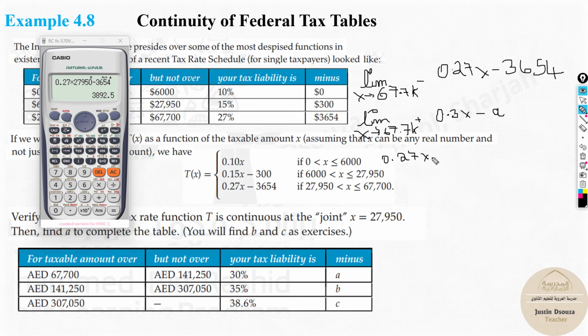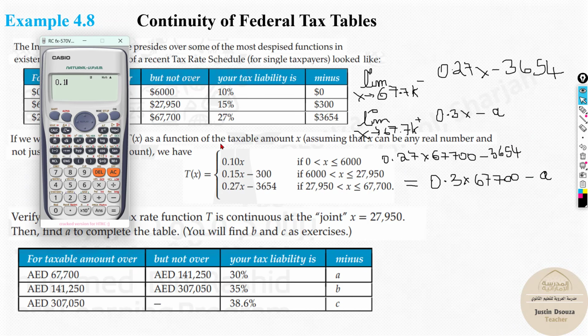So it means that 0.27 multiplied by the x value, 67,700, minus 3654 must be equal to 0.3 times the x value, 67,700, minus a. So if I equate these, I can find the a value. I can just put it in the calculator, or I can take a to the other side and solve it.